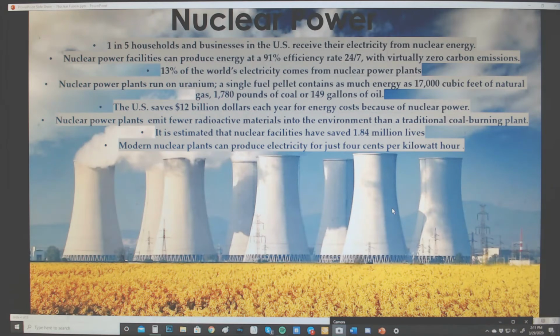Modern nuclear plants produce electricity for just 4 cents per kilowatt, compared to solar energy, which can be up to 16 cents per kilowatt.